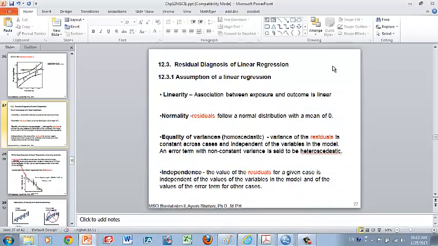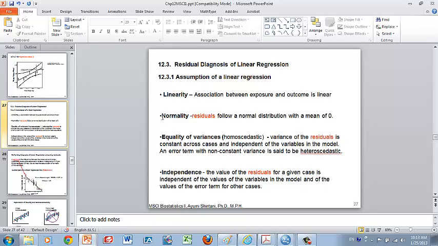So let's talk about model diagnosis of linear regression. When we diagnose a model, we check whether the assumptions of linear regression are being met or not. And here is a list of 4 assumptions. Number 1, linearity, because we say this is a linear regression, so the association between exposure and outcome must be linear.